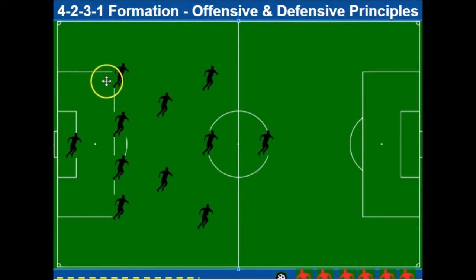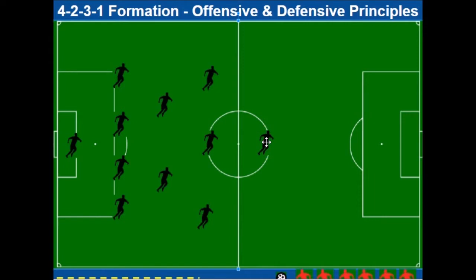We've got the goalkeeper. We've got our back four, our fullbacks, left fullback, right fullback. We've got our two center backs. Then we have two holding mids. And then we have a line of three midfielders. So this would be the left wing, the right wing. This would be your offensive center midfielder. And then we have our center forward.